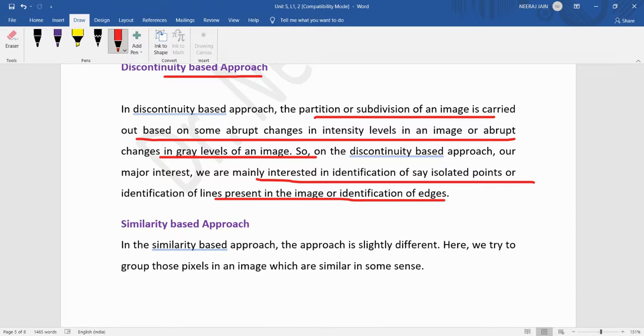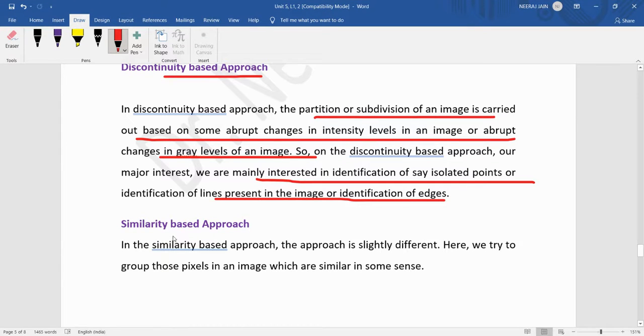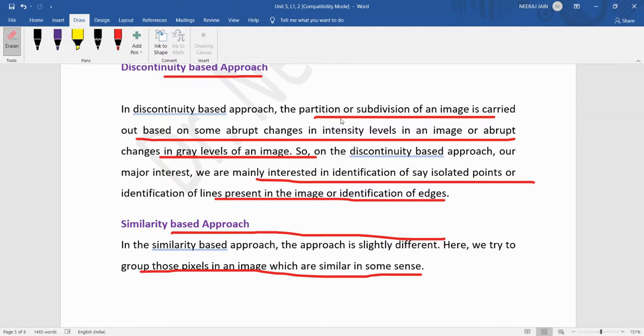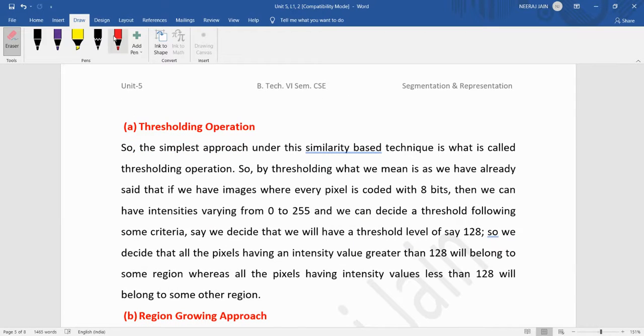Similarity based approach is slightly different. Here we try to group those pixels in an image which are similar in some sense. First we take the thresholding operation. The simplest approach under this similarity based technique is what is called the thresholding operation.